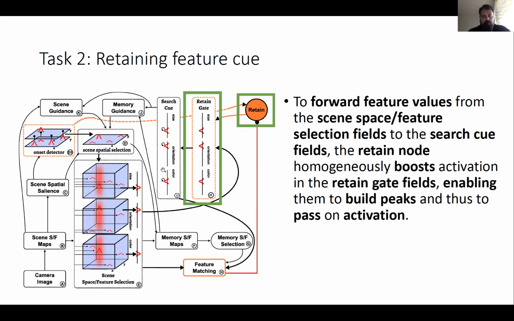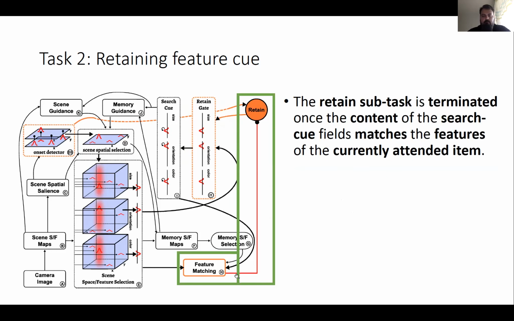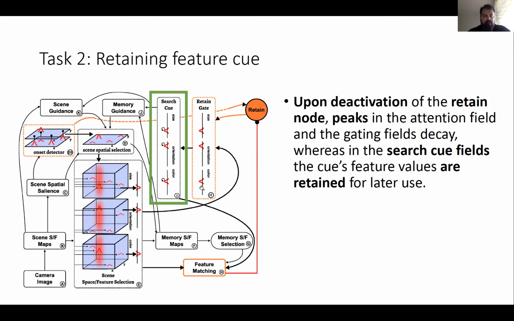And when the information is stored, the feature matching algorithm detects that the information was stored correctly. It will deactivate, inhibit the retain node, and then the information in the retain gate will decay. But the information in the search queue, since it's in the regime of self-sustained activation, will keep the information for later use.